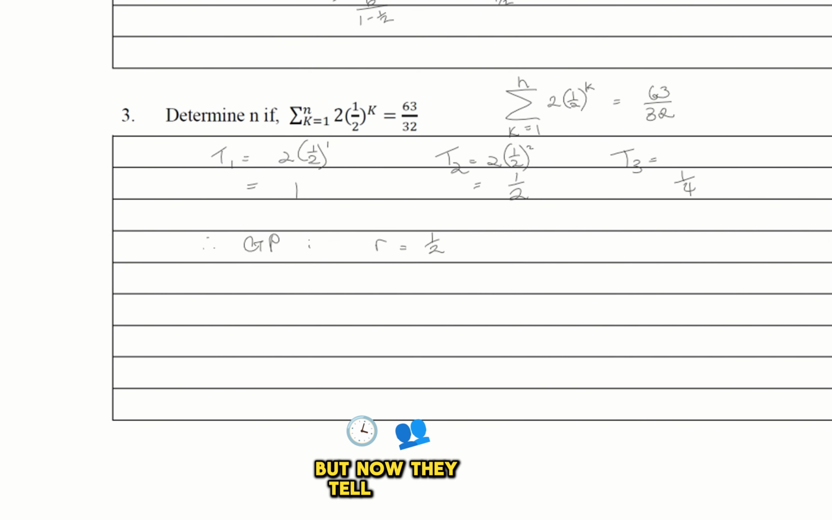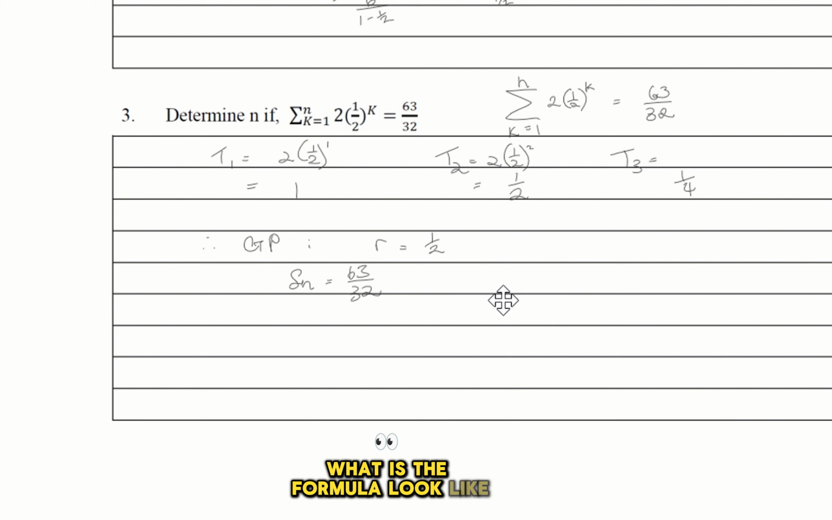But now they tell me this geometric pattern, a certain number of terms, because that's what sigma means, is equal to 63 over 32. And now I'm going to do the substitution. But I know that for a geometric pattern, to determine Sn, what does the formula look like again? Yes, bracket. But let's do the substitution. We already have a formula, so I'm not going to write down the formula again, just for time's sake.